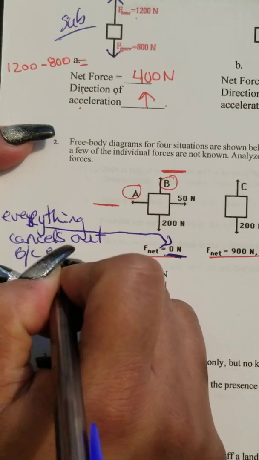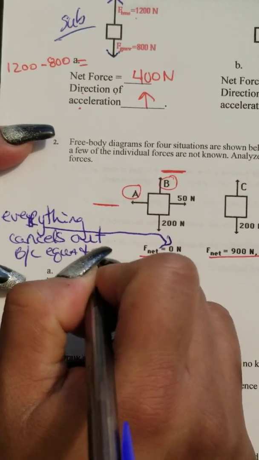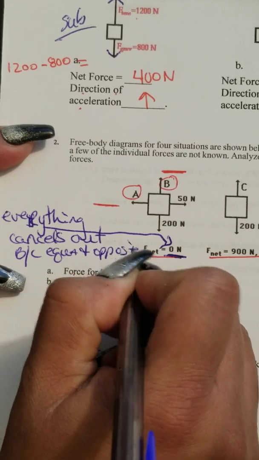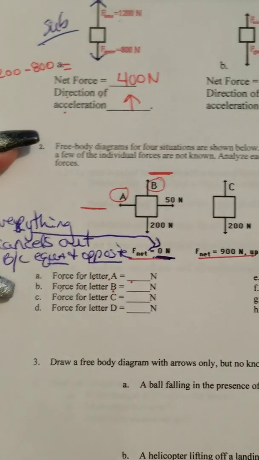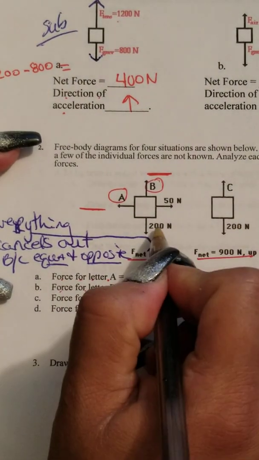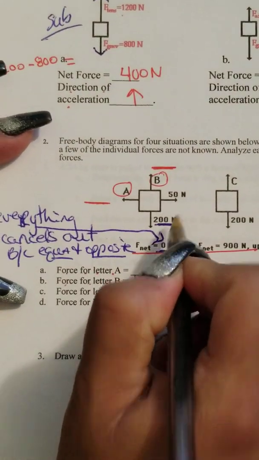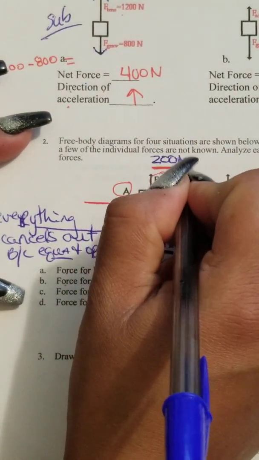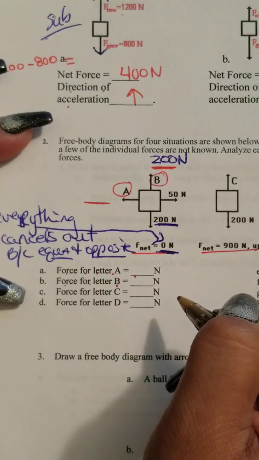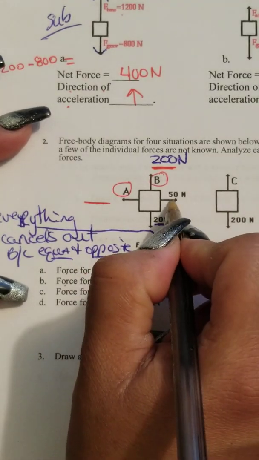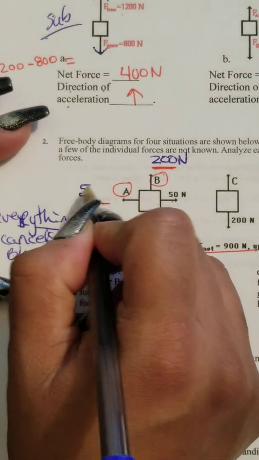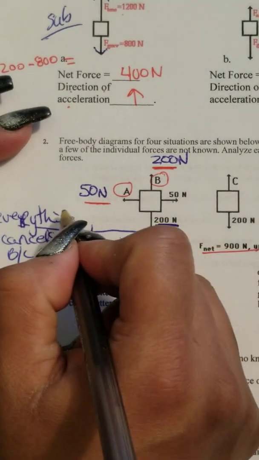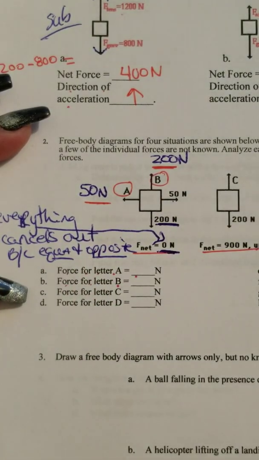Because it's equal and opposite, right? So in that case, if I have 200 newtons pulling down, then I must have 200 newtons pulling up. That way they can cancel out to 0. If I have 50 newtons pulling to the right, then I must have 50 newtons pulling to the left. That way they can cancel out and equal 0.